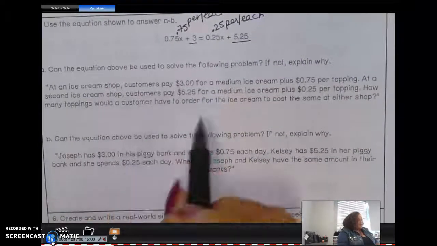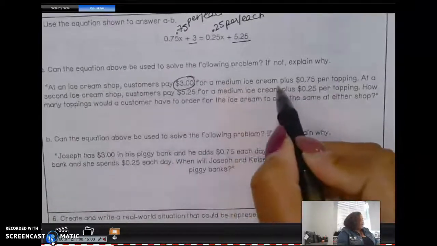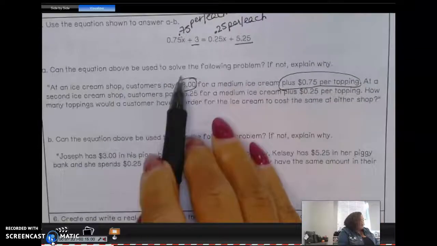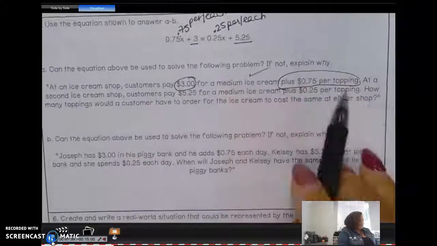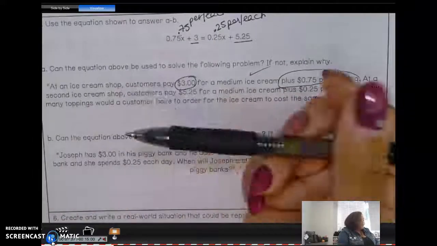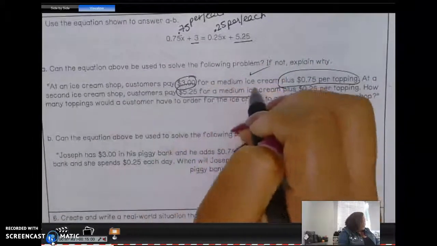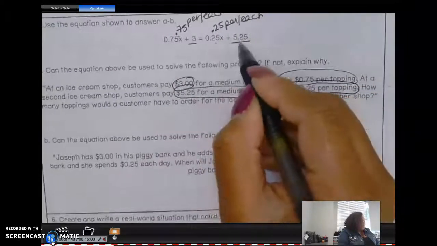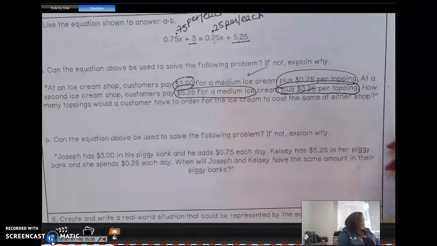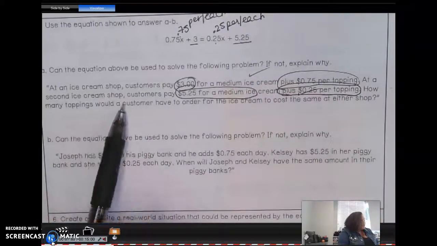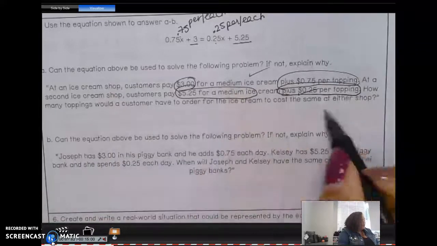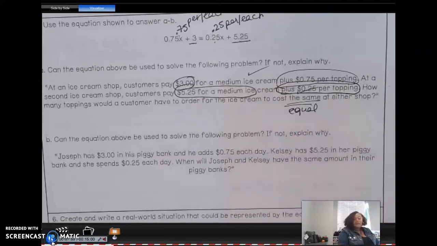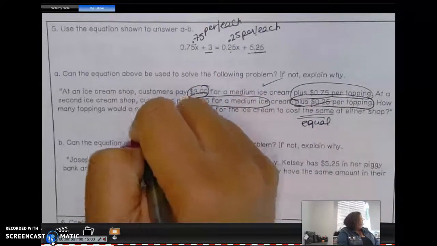At an ice cream shop, customers pay $3 for a medium ice cream plus 75 cents per topping. There's my 75 cents per, and there's my $3. So far, so good. At a second ice cream shop, customers pay $5.25 for a medium ice cream plus 25 cents per topping. There's my $5.25, and there's my 25 cents. So far, so good. How many toppings would a customer have to order in order for the ice cream to cost the same? This is my equal sign. At either shop. Yes, A works.